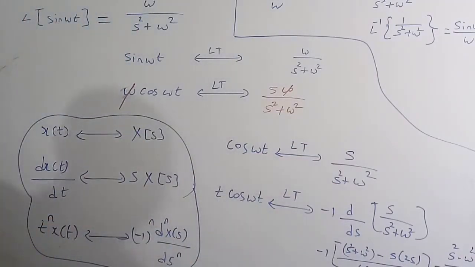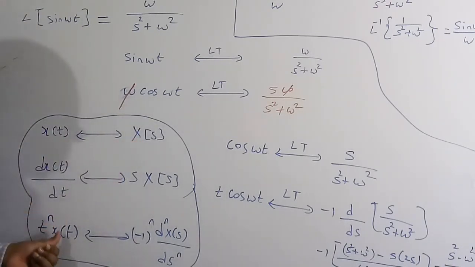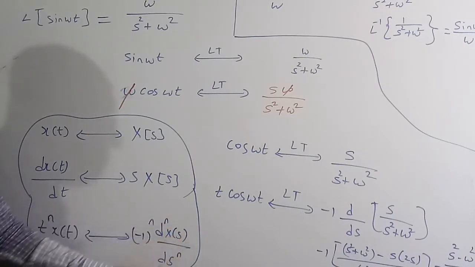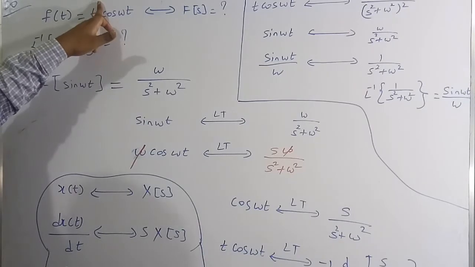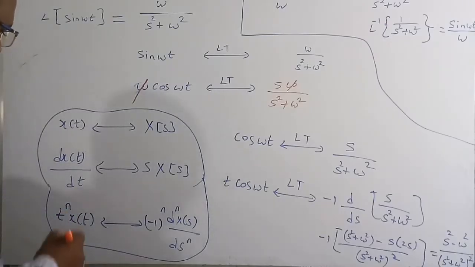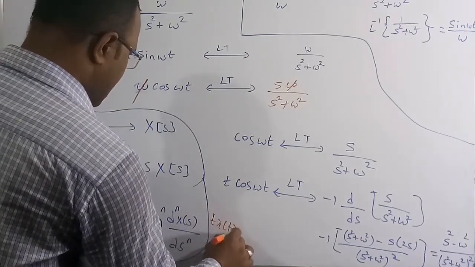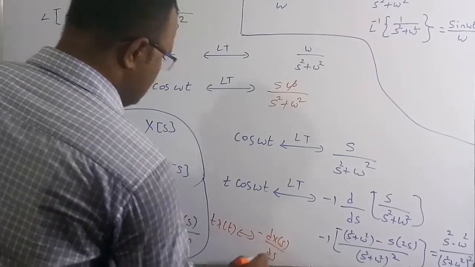Now see carefully, if x of t has a Laplace transform x of s, then t to the power of n x of t will have a minus 1 to the power of n d to the power of n x of s by ds to the power of n. Here there is only t to the power of 1, so you have to substitute n is equal to 1. So for t x of t, the Laplace transform will become minus dx of s by ds. So this is the formula.